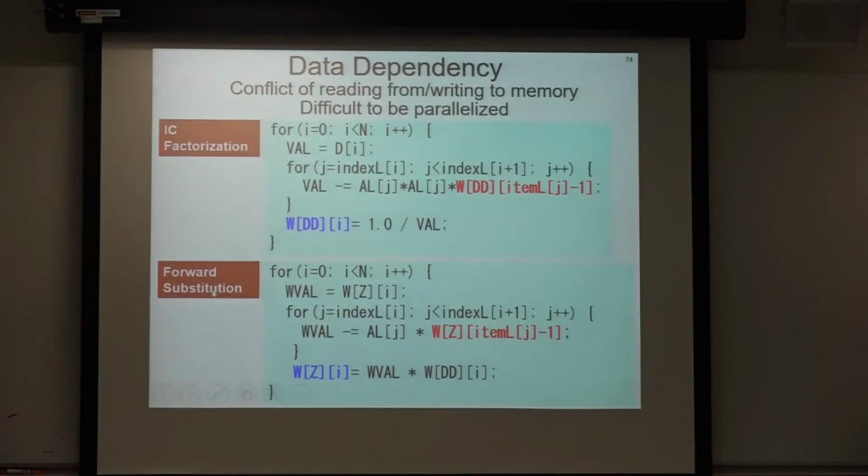So let's look at the forward substitutions. In this case, we calculate the value z. You can see that the Z vector appears in both the right-hand side and the left-hand side. This is the so-called data dependency. This part is writing to the memory, and this part is reading from the memory, and this type of operation occurs simultaneously. If you try to force the parallelization for this type of loop, we have some problems, because this type of computation is affected by the sequence of the computation. Sometimes it's impossible.